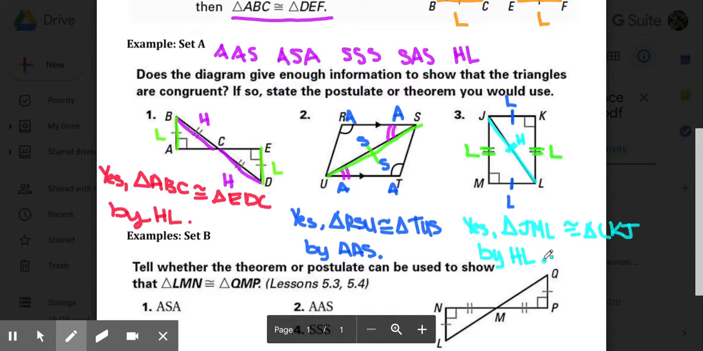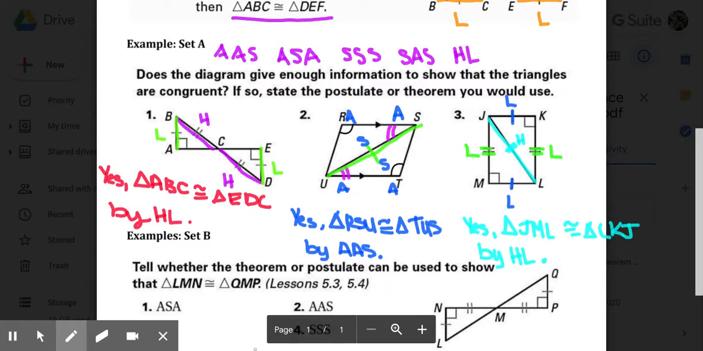Now, some of you might have thought, well, we didn't even need to label this hypotenuse. We could have said this was side, angle, side in both triangles, and you could have proved it congruent by side, angle, side as well. So this one you had two different options. You could have also done by side, angle, side.